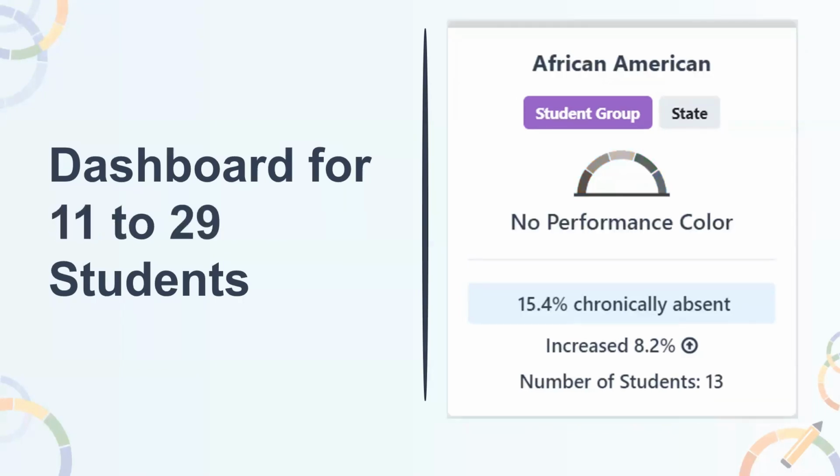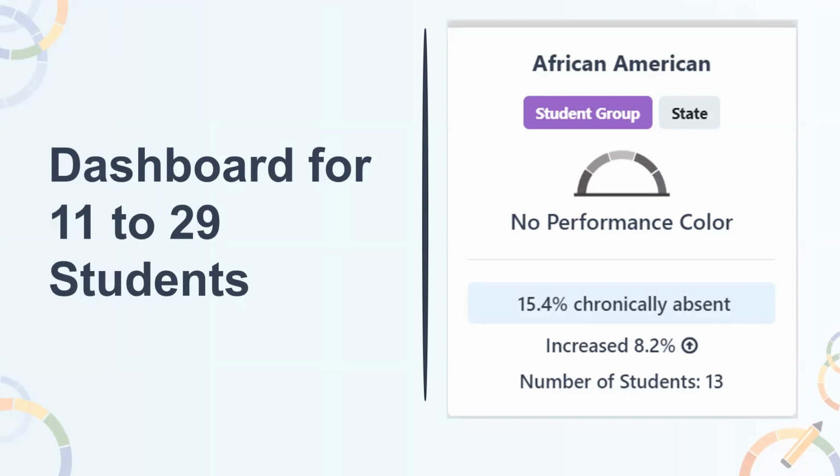If the N size on the dashboard is between 11 to 29 students in the denominator, then only the current chronically absent rate and change from the prior year is reported. In this sample card, the African American student group is selected and displays no performance color with a grayed out gauge and chronically absent rate of 15.4%. It also reports an increase of 8.2 percentage points from the prior year. The number of students, or N size, is 13.